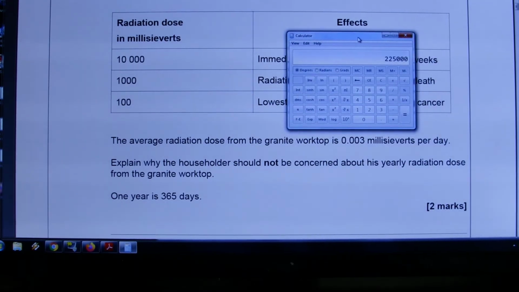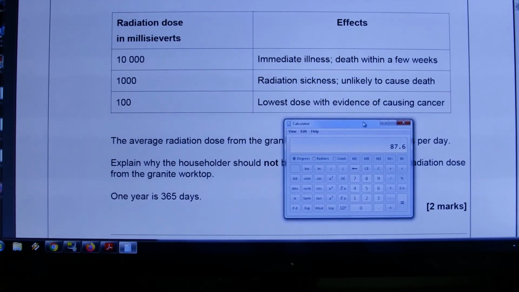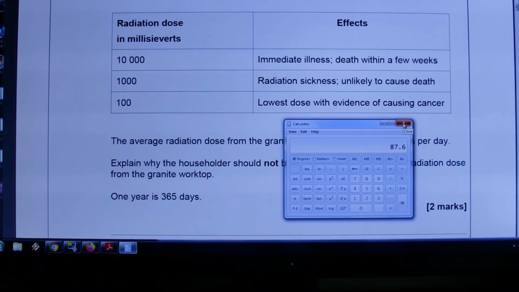if we have 0.003 millisieverts per day times 365 days per year times 80-year life expectancy of a human being, we get 87.6 millisieverts, which is less than 100 millisieverts, the lowest dose evidence of causing cancer. And if it doesn't cause cancer, it can't possibly cause any other harmful effects, so he's got nothing to worry about.